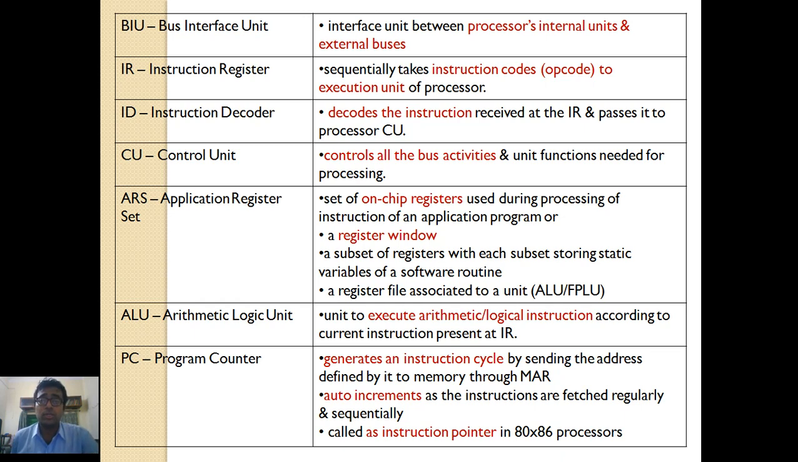Next is the control unit. It controls all the bus activities and unit functions needed for processing. AR is the application register set, a set of on-chip registers. That's the important factor. It is a set of on-chip registers used during processing of instructions of an application program. It's used when we are decoding and processing an instruction. This application register set is used.